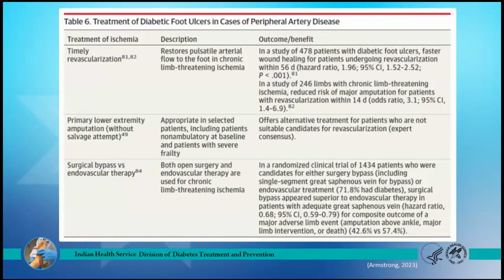Treating the diabetic foot ulcer in cases where there is peripheral artery disease is all about blood flow to these patients. Any ischemia is not going to promote any kind of wound healing. So timely revascularization is key. Restoring the arterial flow to the foot in chronic limb-threatening ischemia can really change the projection of the wound and the healing of the wound.